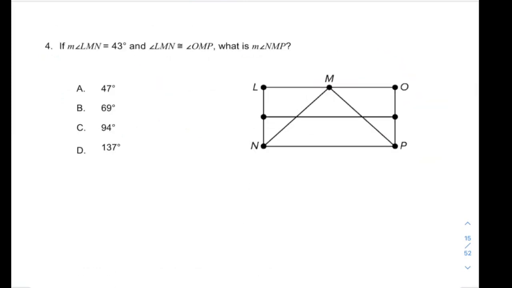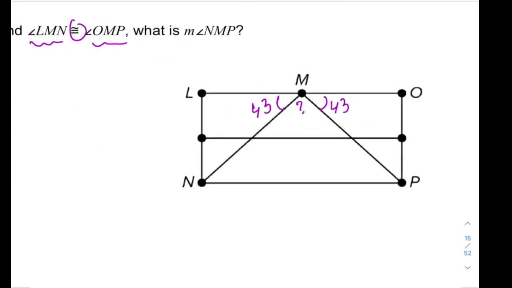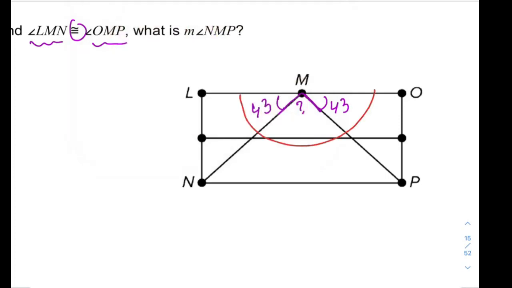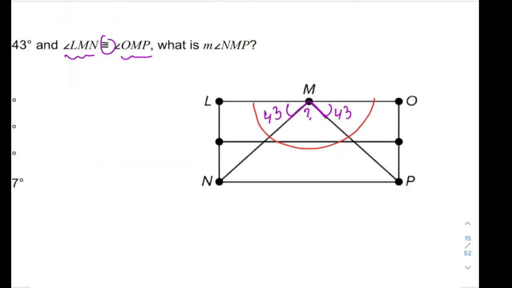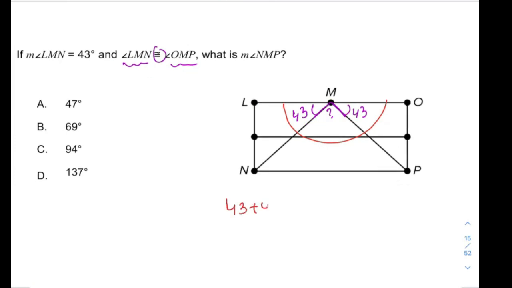Now, if measure of angle LMN, so this one is 43. Now, angle LMN is congruent to OMP. OMP is this one, so it is also 43. What is measure of angle NMP? NMP is this one. As you see, and it's very clear that all these angles form a line. That means they have a sum of 180. So you can add 43 plus 43 and subtract their sum from 180 degrees, and you will get 94 degrees.